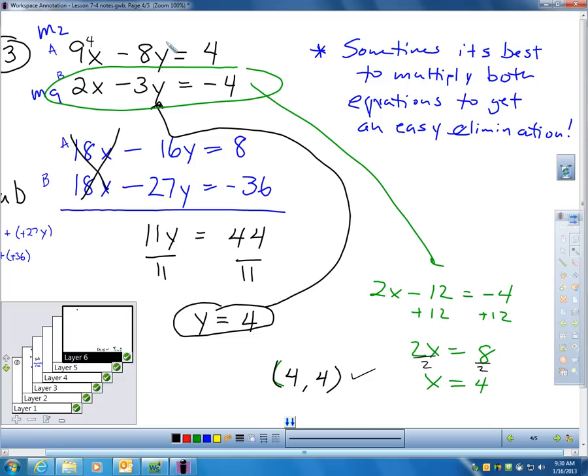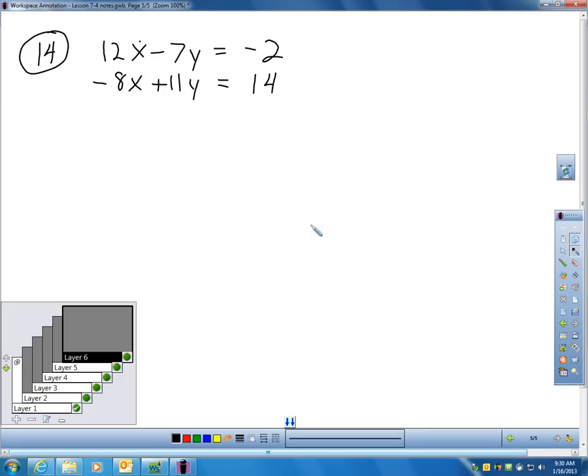If I plug in 4 and 4 here, I have 36 minus 32, which equals 4. That checks out. And if I plug in 4 here and 4 here, I have 8 minus 12. That equals negative 4. That checks out. So this is definitely the correct response. Let's do one last one here just to make sure we got this down.